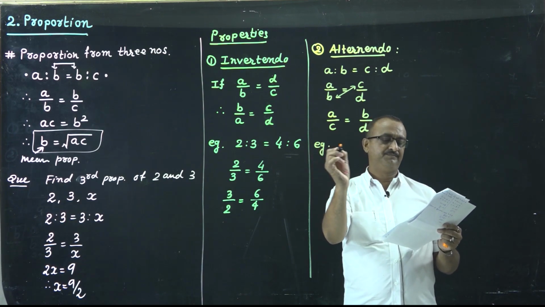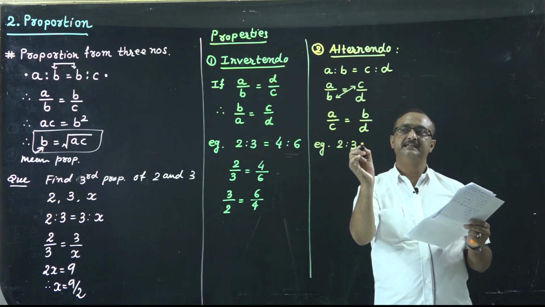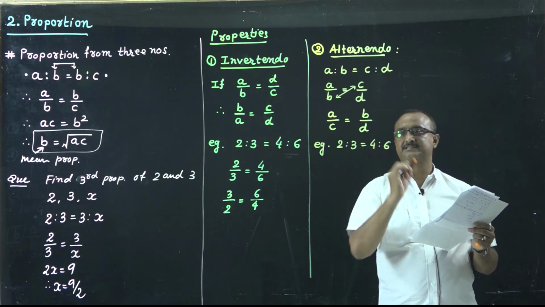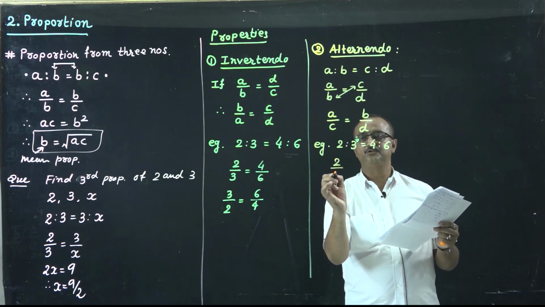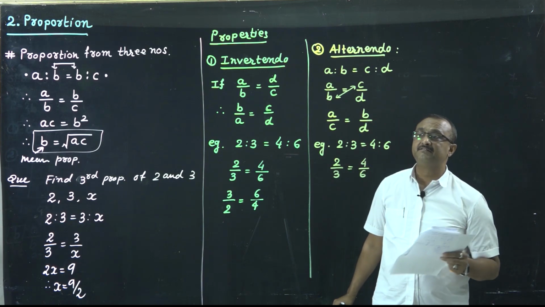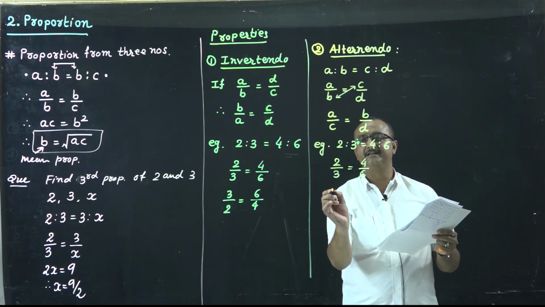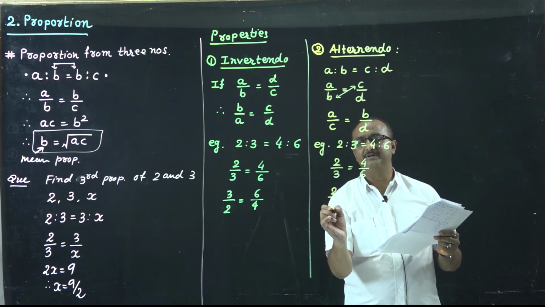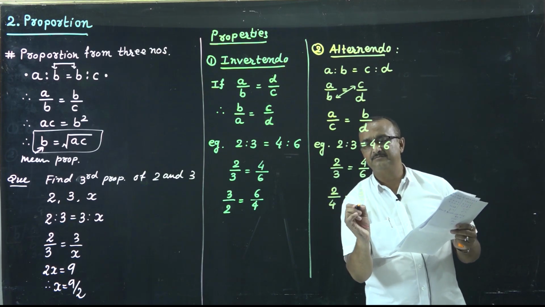For example, 2:3 equal to 4:6. Okay. So it is 2/3 is equal to 4/6. By using our property, we can write 2/4 is equal to 3/6.